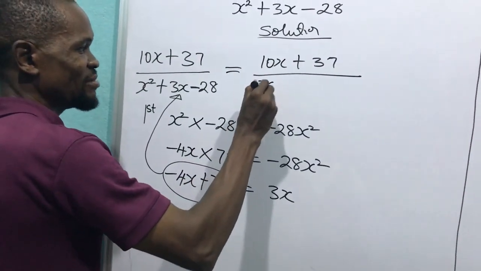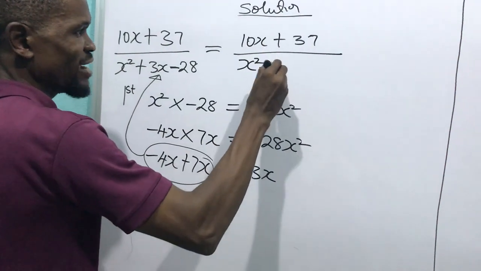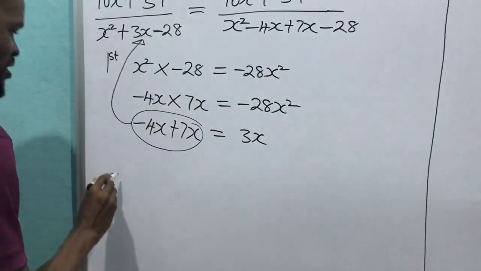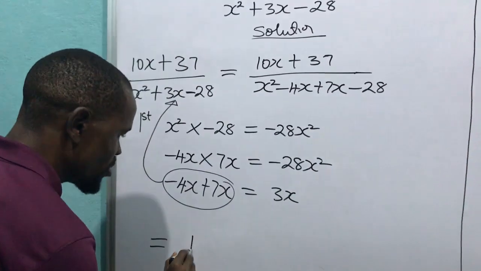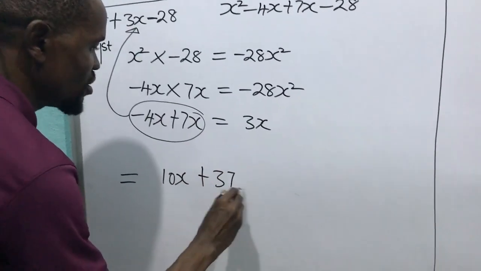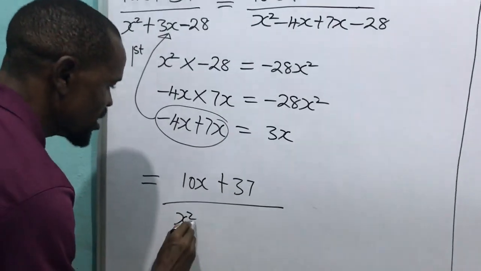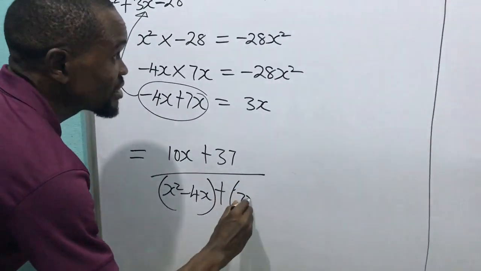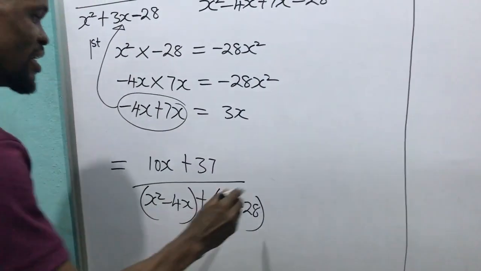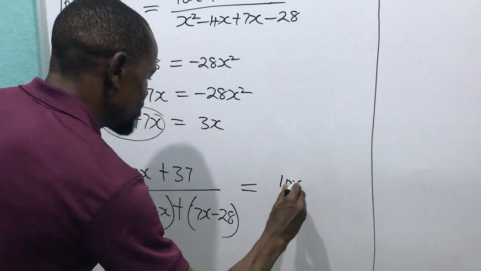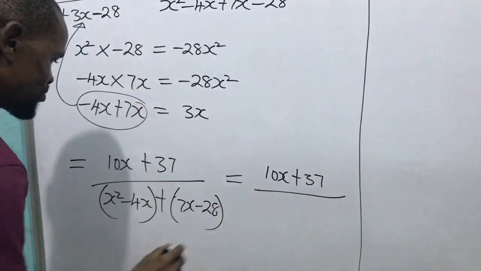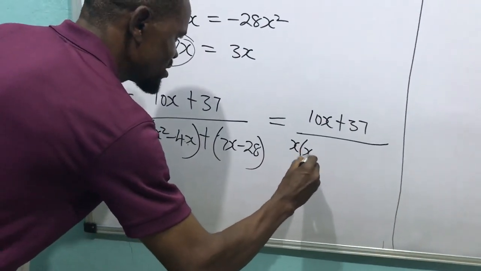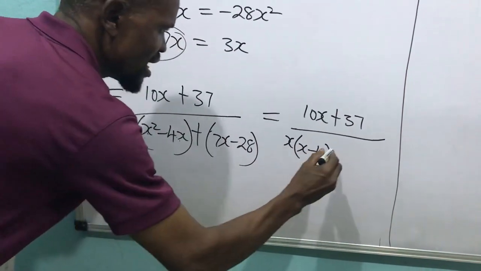Therefore, I can answer that this is x squared minus 4x plus 7x minus 28. I come over here, and it becomes (10x + 37) all over x squared minus 4x in bracket, plus 7x minus 28. What is common here? x is common here. I can bring x out, close the bracket, it becomes x minus 4. And since minus is here, I have plus.